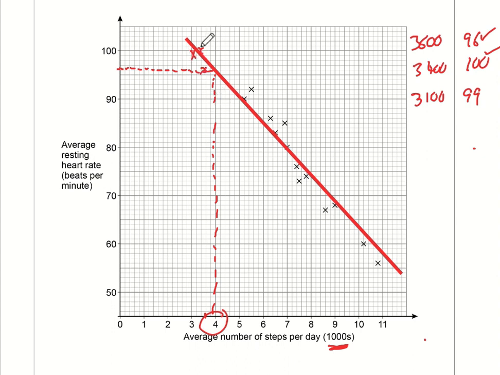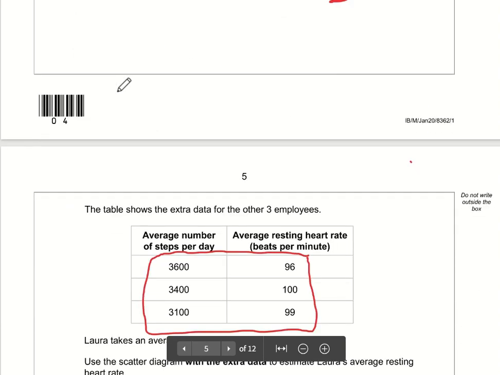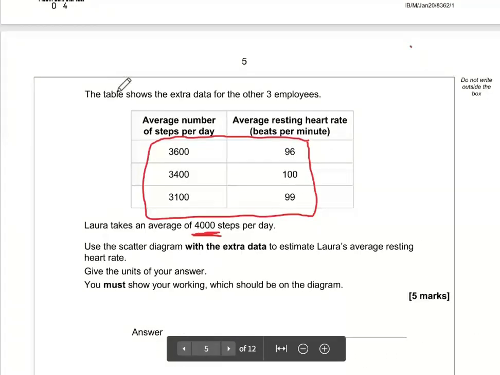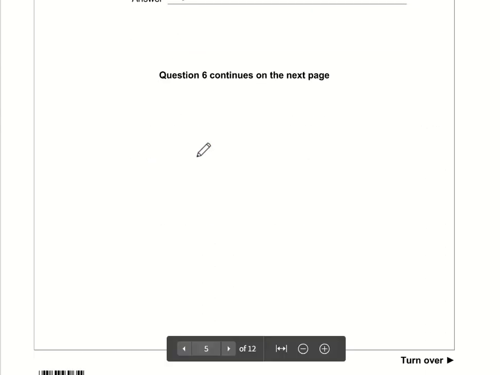As long as they see that you've plotted those 3 points correctly, you've done an acceptable line of best fit, and you've used this method of going up to the line and going across. And for me, that means the resting heartbeat will be 1 up from 95, which is 96 beats per minute. You might get a slightly different answer, maybe 97 or maybe 95, maybe even 94, but as long as you've used the correct method to get there, then that's perfectly acceptable. So 96 beats per minute.